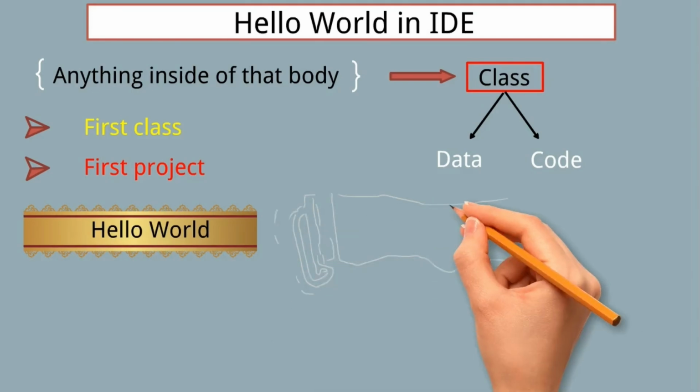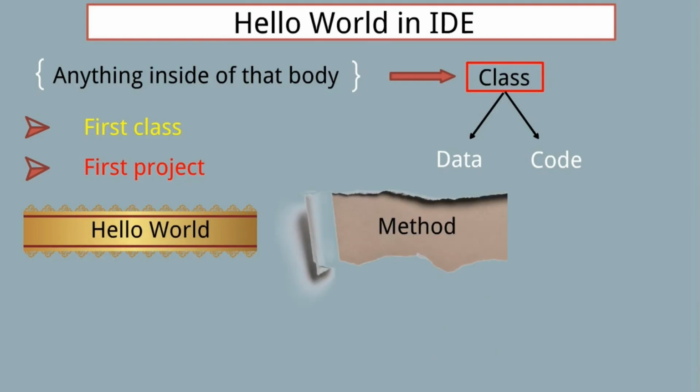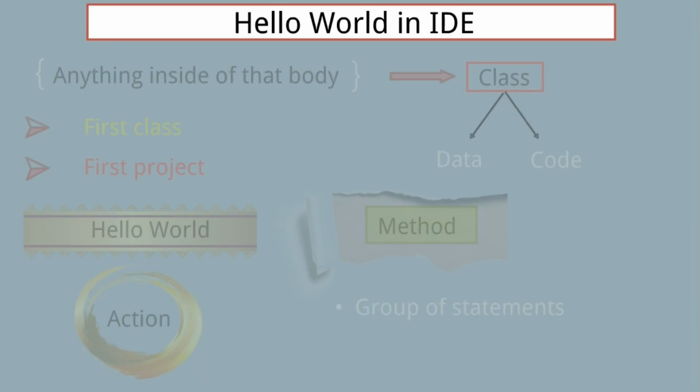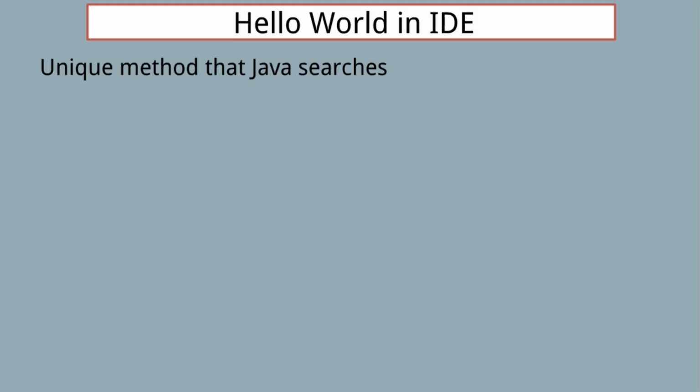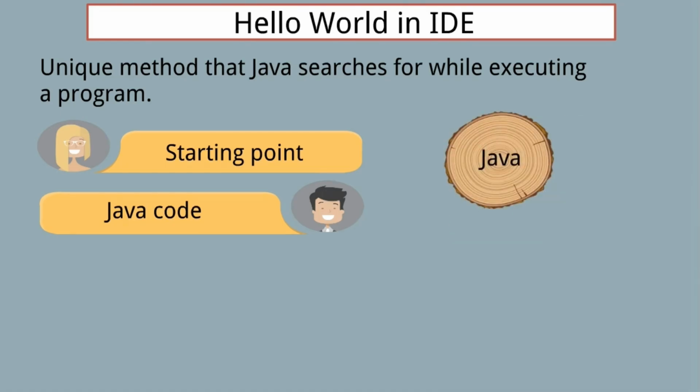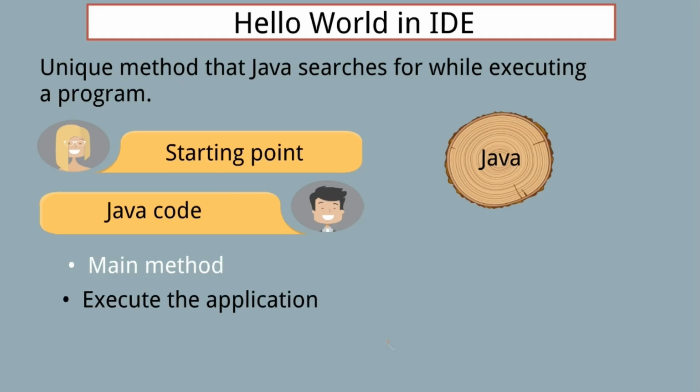Before diving into that, let's define a method. A method is a group of statements that perform an action. A main method is a special method that Java searches for when executing a program. It serves as an entry point for all Java code. Whenever we run a Java program, Java looks for the main method to launch and execute the application. Later, you will learn how to create your own methods.